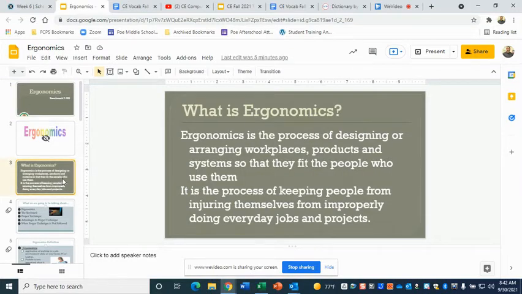The first question is, what is ergonomics? Ergonomics is the process of designing or arranging workplaces, products, and systems so that they fit the people who use them. It is the process of keeping people from injuring themselves from improperly doing everyday jobs and projects. Basically, that means it's a strategy for working safely and soundly. And it's not just in computers, but it's all over the world.